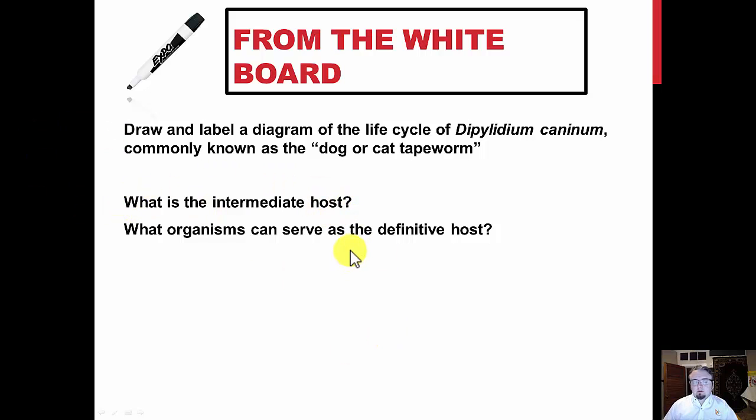Now I'll give you a diagram of this here in just a second, but go ahead and write that down for now. The intermediate host is the flea, F-L-E-A. What organisms can serve as the definitive host? Well, typically it's either dogs or cats, but it could also be people, very rarely. But typically it's dogs or cats, and that's mostly just because those are the most common types of organisms that we have close to us that tend to get fleas. So there actually could be a wide variety of other organisms, but rather than list all of them, we'll keep it to the most common.